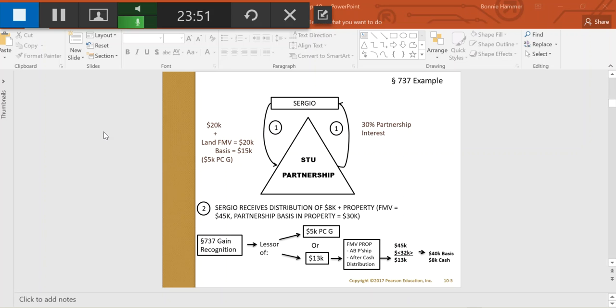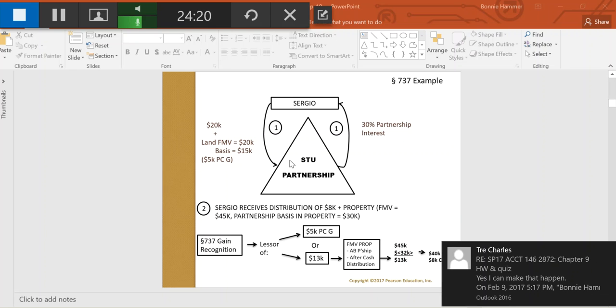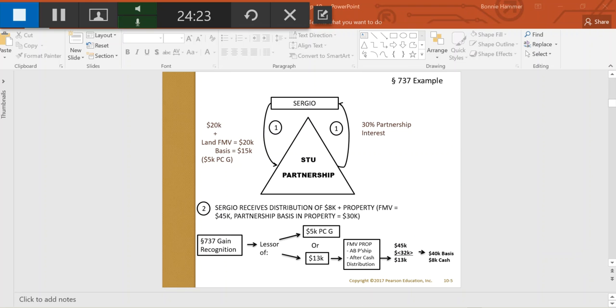So here's the example where they talk about it on the slide. We have Sergio, who originally on day one contributed $20,000 of cash plus land with a fair market value of $20,000 and a basis of $15,000. So he has a pre-contribution gain realized of $5,000 upon contribution of the land in exchange for a 30% partnership interest. Now that's on day one when he actually buys into the partnership. Okay.